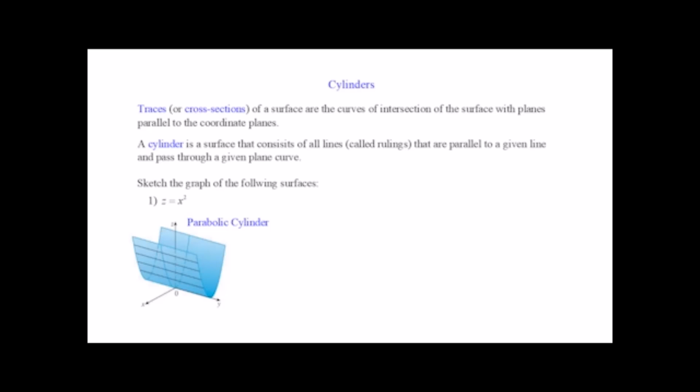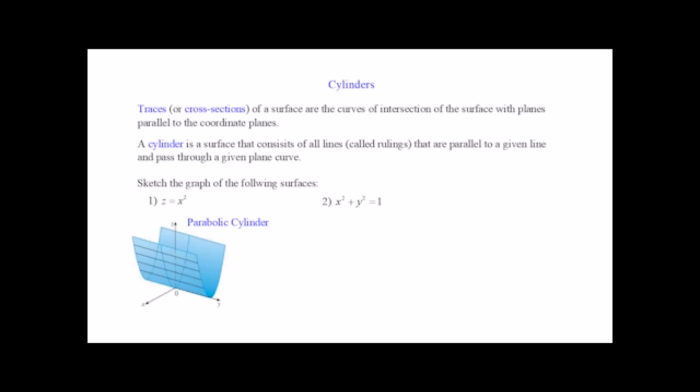The key to graphing this equation was realizing that the variable y was missing, in which case we just sketched the graph of z equals x squared in the xz plane and repeat it infinitely in the direction of the y-axis. This is typical of a surface whose rulings are parallel to one of the coordinate axes. If one variable, x, y, or z, is missing from the equation of a surface, then the surface is a cylinder.